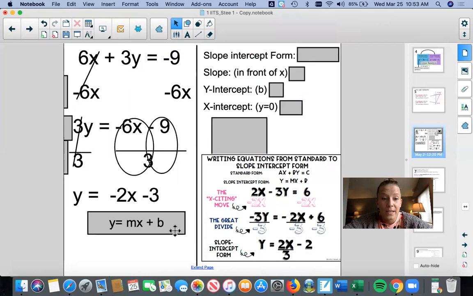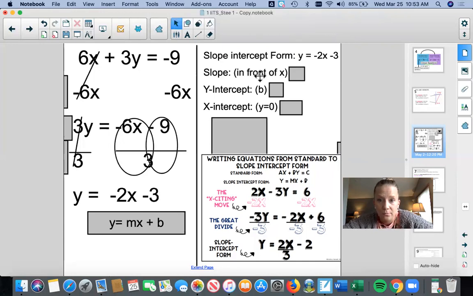My m, or my slope now, -6 divided by 3 is -2. And -9 divided by 3 is -3. By doing the exciting move and then the great divide, I have now gotten it into slope-intercept form. Okay, so if you follow my mouse, I'm in the far right corner here. That was my goal, was to put it in slope-intercept form, because now look how much easier it is.